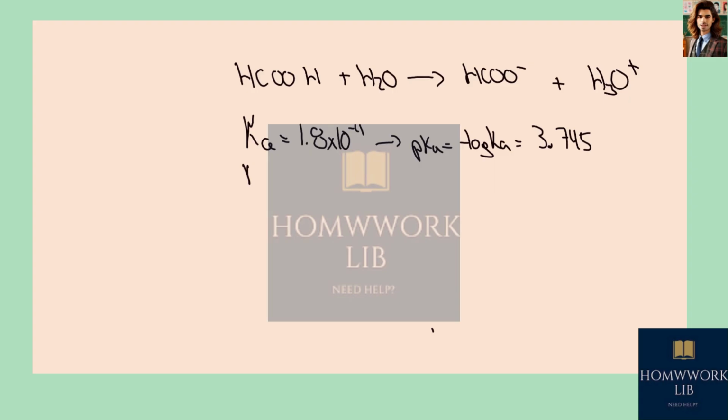We are told that the initial concentration is going to be equal to 0.0112 molar. So this is a very small concentration. And we want to know what is the equilibrium concentration of the formic acid. In order to do this, we're going to start with an ICE table.